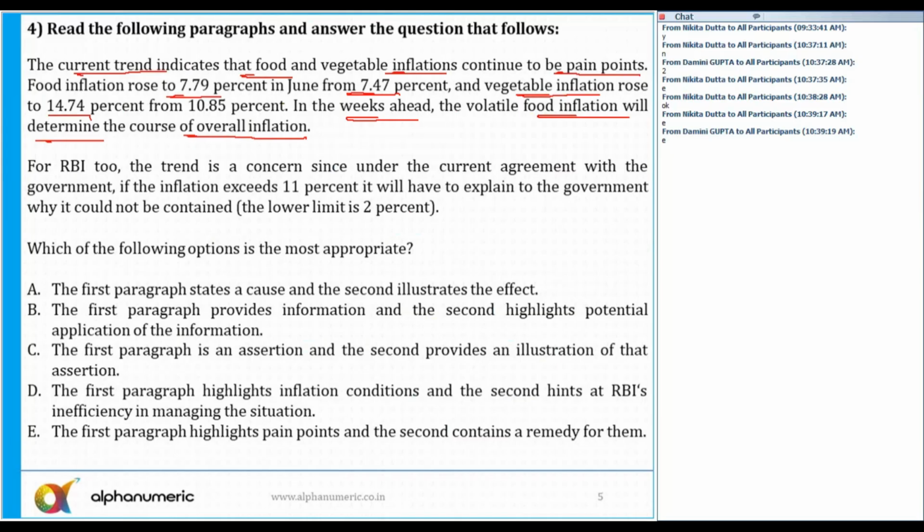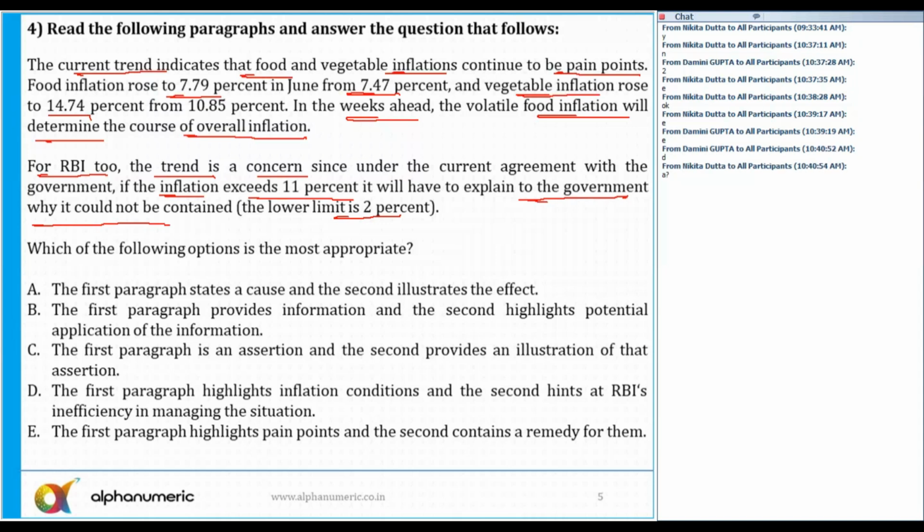For the RBI also, this trend is a concern because if inflation exceeds 11%, it will have to explain to the government why it could not be contained. So the upper limit is 11%, and it should not decrease beyond 2%. The lower limit is 2%. Now, of the given options, which of the following options is the most appropriate? What do you think?